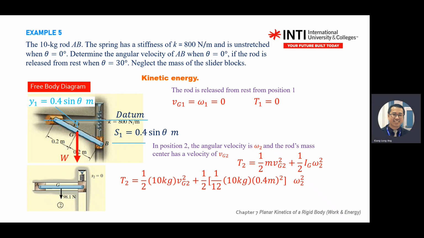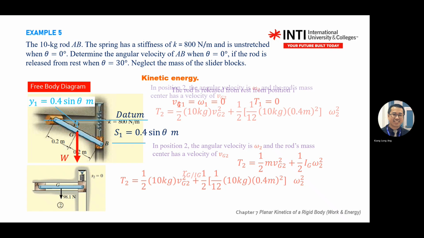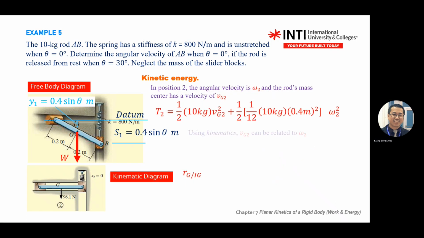M is given, V you don't know. IG you refer to the table. IG is this rod shape about the center, so you will see in the table the G at the center. So you get 1/12 M D square, or M L square, in the table. Then omega you don't know.